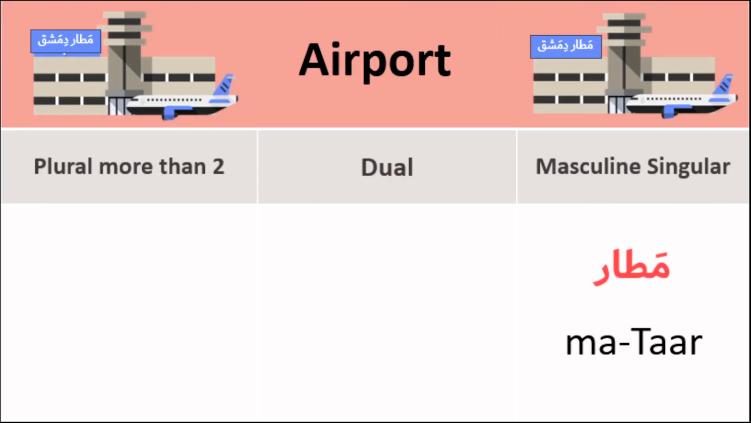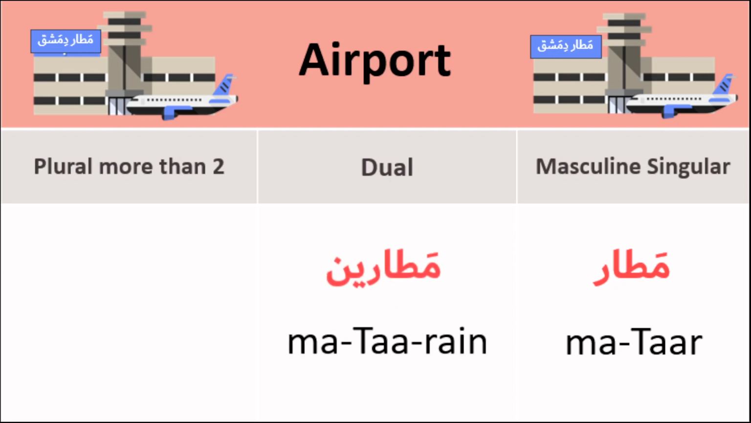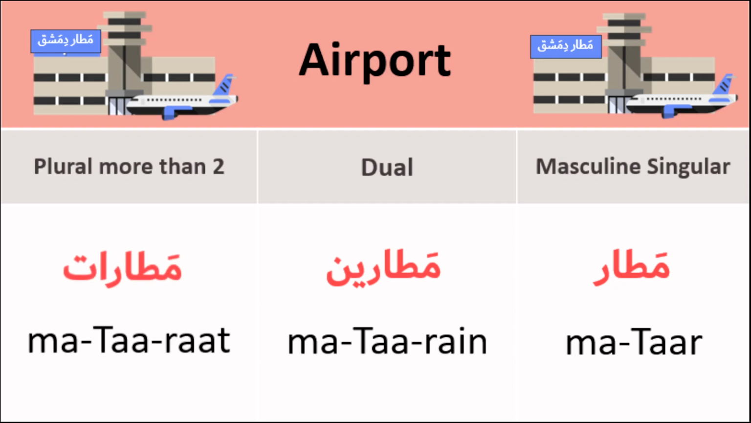Now I will say the name of each place and then use it in an example. Airport. Masculine singular. مطار. Dual. مطارين. Plural. مطارات.